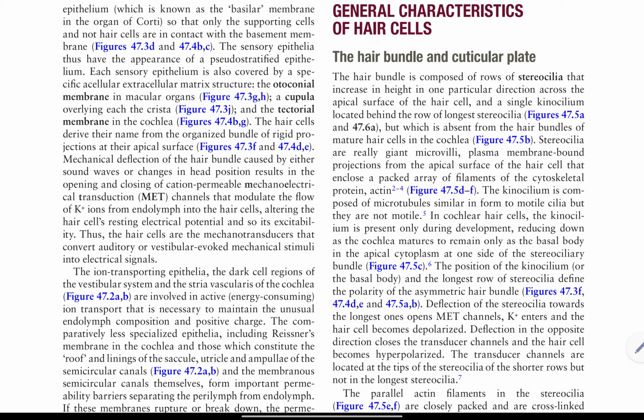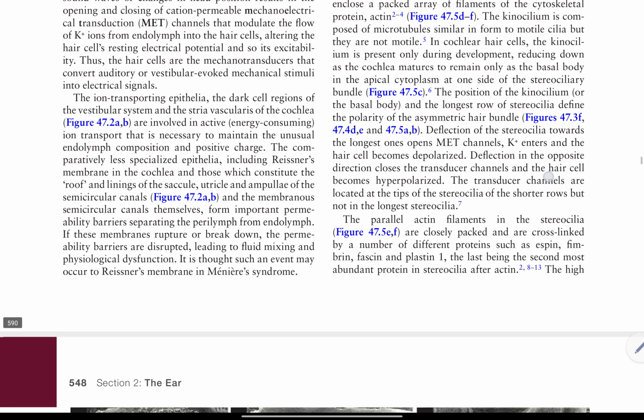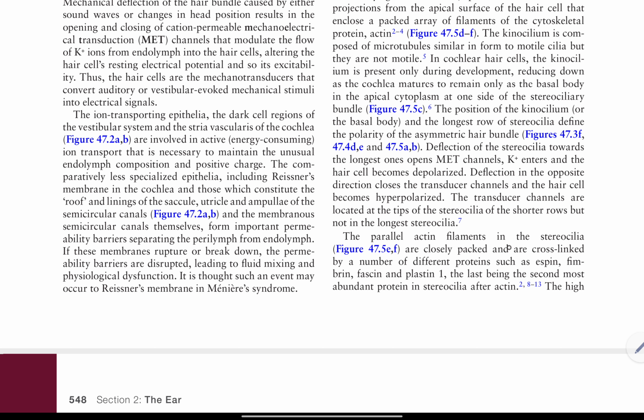asymmetric hair bundle. Deflection of the stereocilia towards the longest ones opens MET channels, potassium enters, and the hair cell becomes depolarized. Deflection in the opposite direction closes the transducer channels, and the hair cells become hyperpolarized. The transducer channels are located at the tips of the stereocilia of the shorter rows but not in the longest stereocilia.